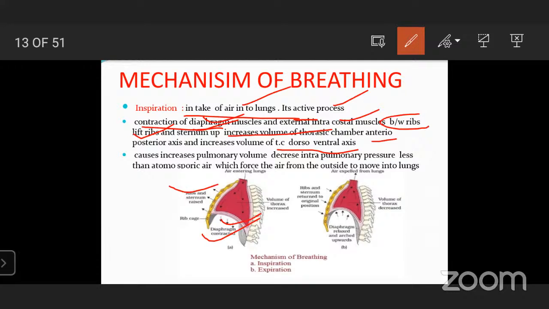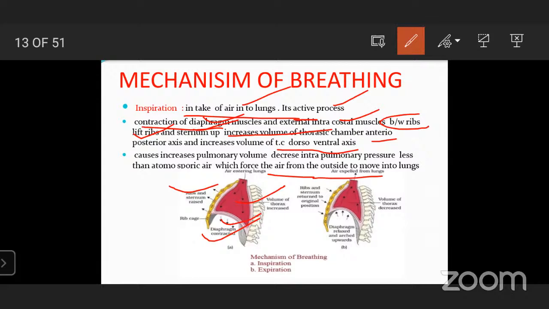Due to the sternum and the ribs being raised, then what happened? Sir, the pulmonary volume increases and the intrapulmonary pressure decreases. The intrapulmonary pressure inside the lungs becomes less than atmospheric pressure. Then what happened? Automatically, the atmospheric air from outside enters and moves into the lungs.